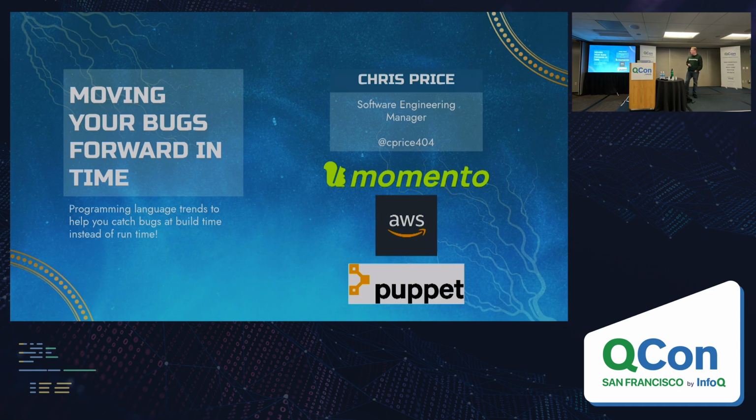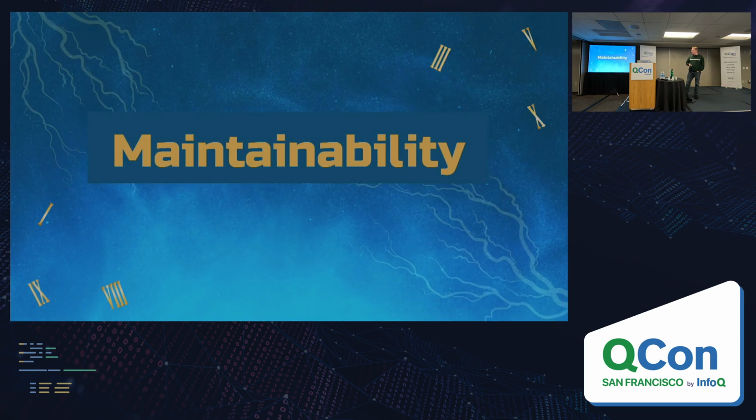So again, my name is Chris Price. I am a software engineering manager and software engineer at Momento. We're a serverless caching and messaging company. Previous to that, I worked at AWS with a lot of other folks that are at Momento now. I worked on video streaming services, and some of us worked at DynamoDB. And before that, I worked at Puppet doing infrastructure as code. So that's a little bit of my background.